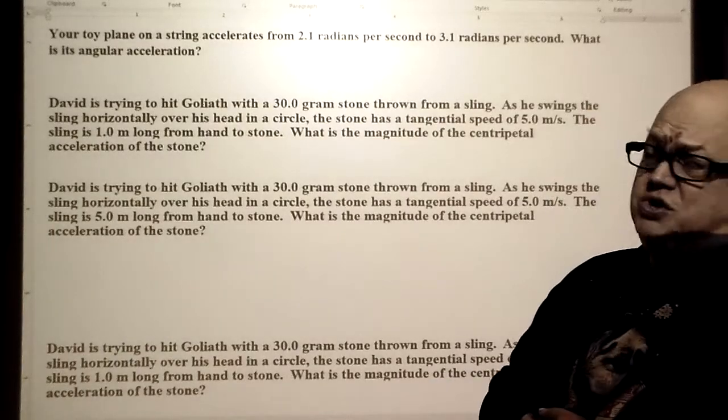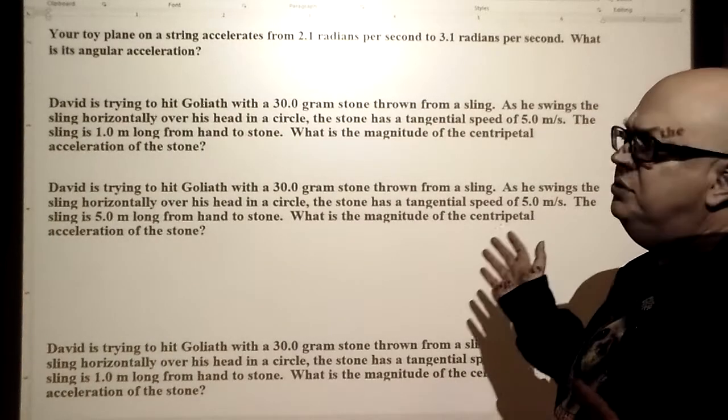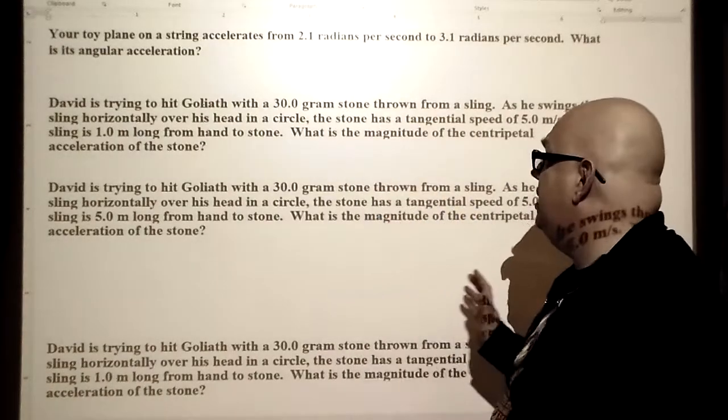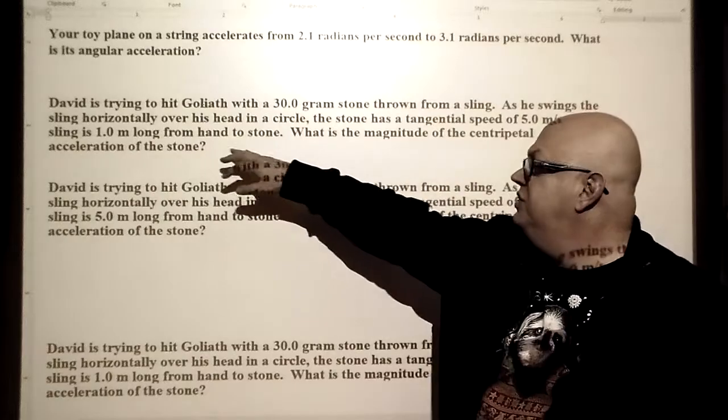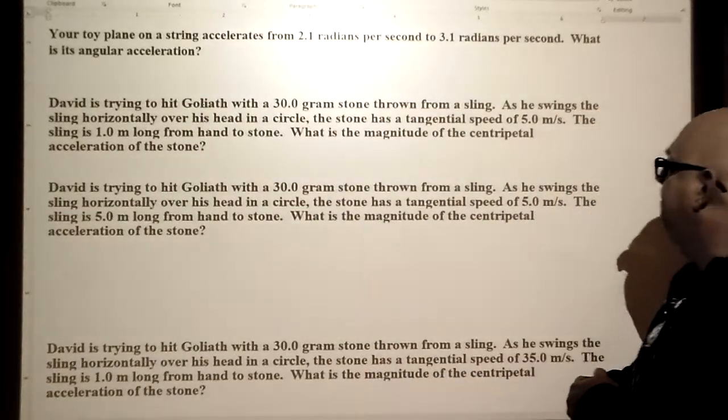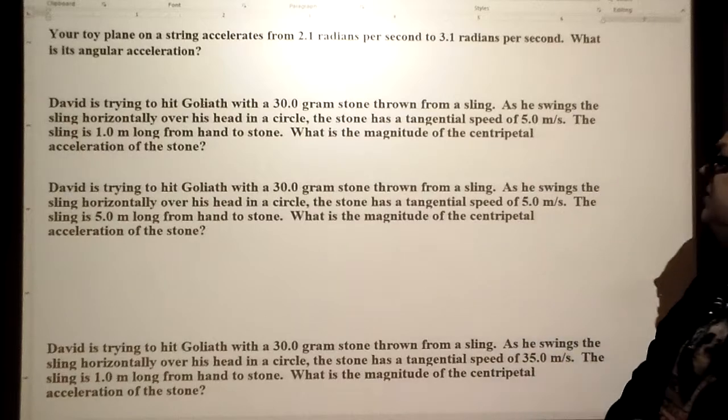Well, maybe the first question is what's up with this tangential speed? Does the mass of the stone have anything to do with this? And what's up with this 1 meter long length from hand to stone? What is up with that? Okay, well, let's take a look here.